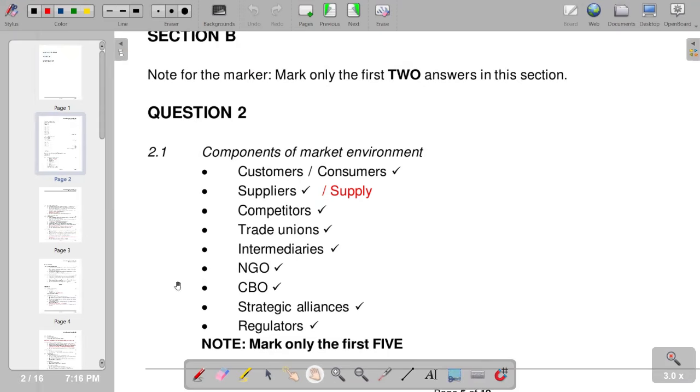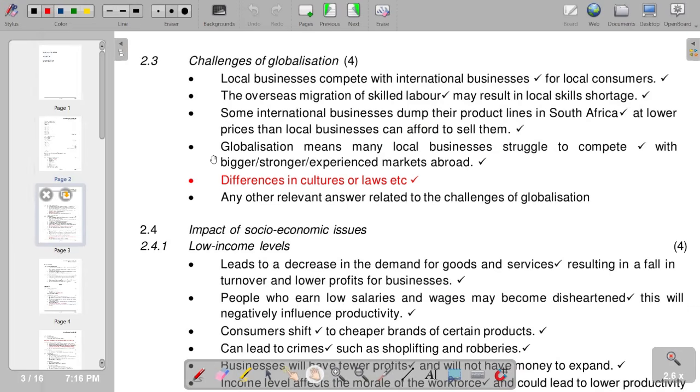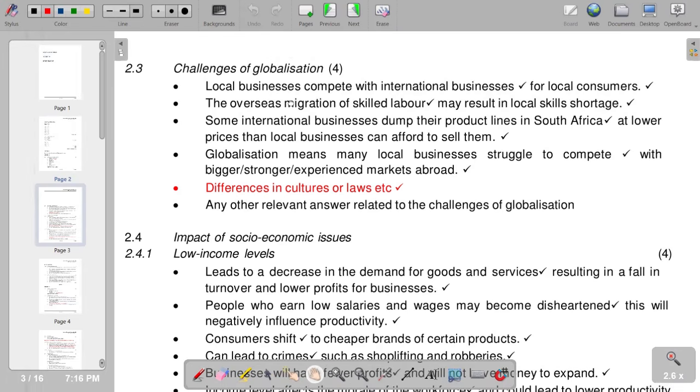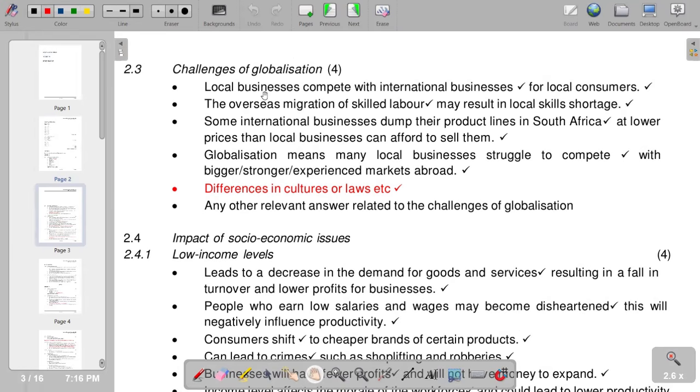On the next part, we have information on challenges of globalization. These are the challenges that you can include if any question comes on challenges of globalization. First, local businesses compete with international businesses for local consumers. The overseas migration of skilled labor may result in local skills shortage. So these are the challenges that are listed.